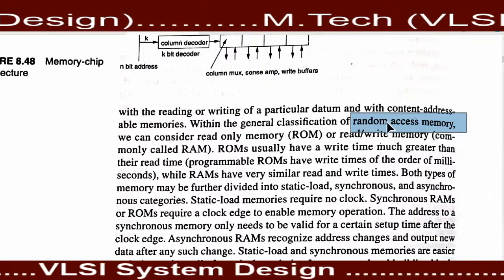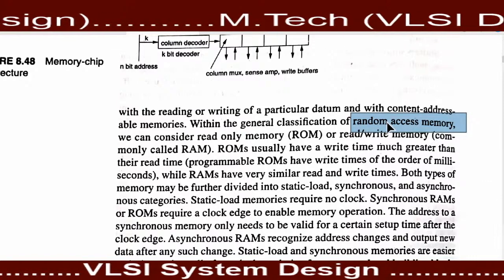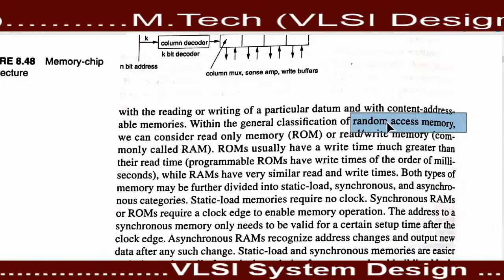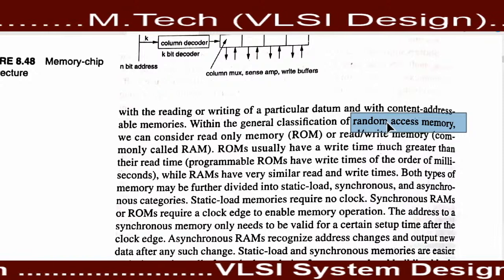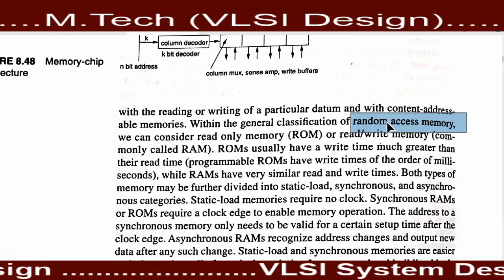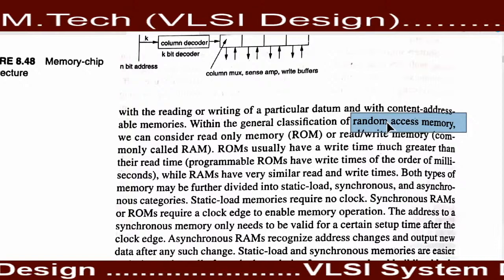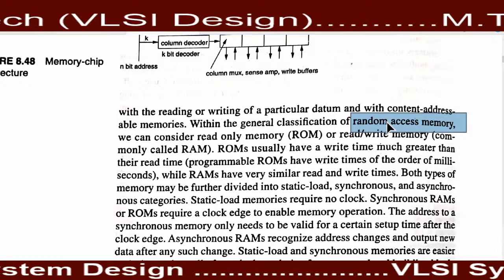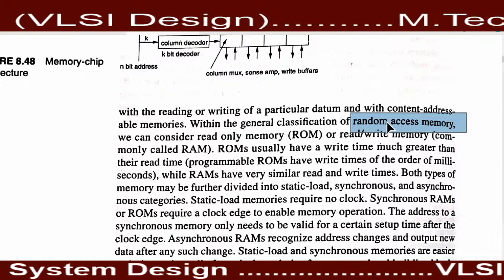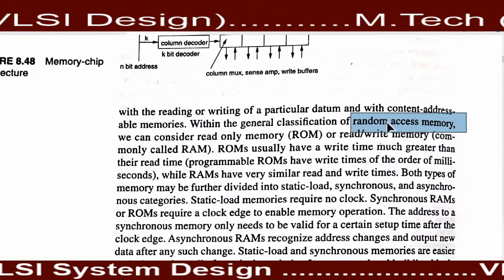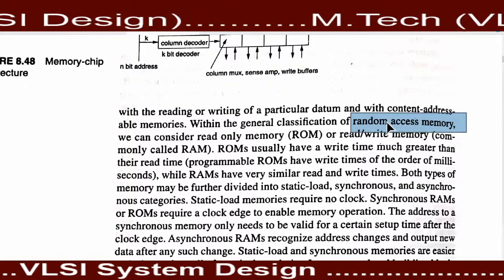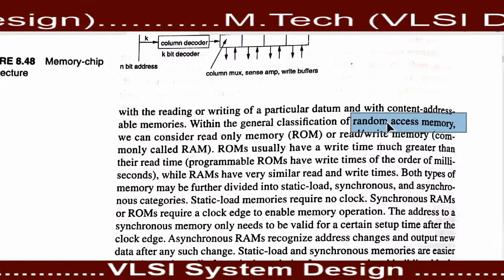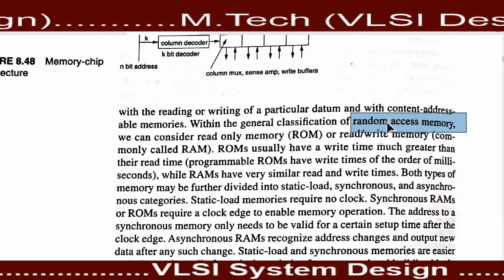Okay, we can divide random access memory in various different divisions. One of them is on the basis of its component. On the basis of the component that we use in random access memory, we can divide it into two types. One is known as SRAM and another one is known as DRAM.